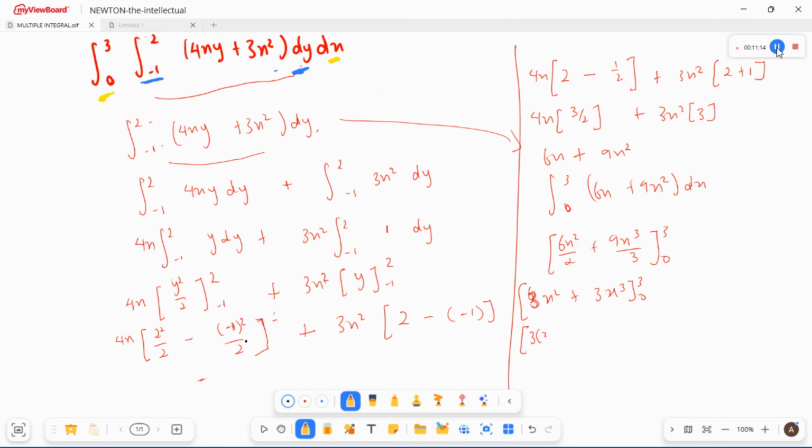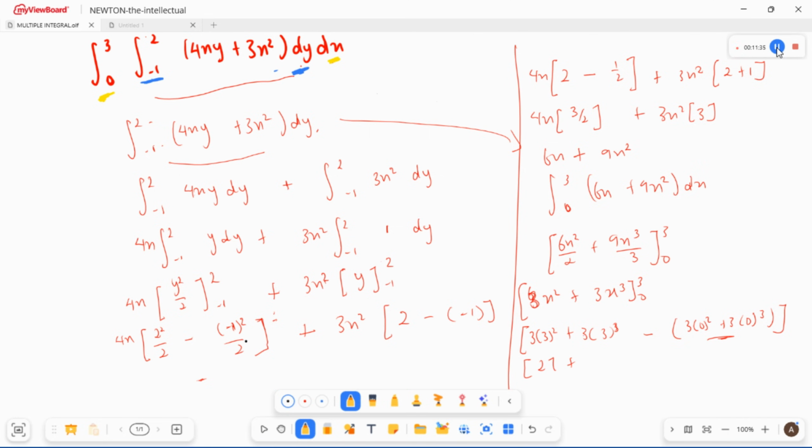So we have 3 here, 3 squared plus 3 cubed. Then minus, we have another bracket. So we have 0 squared plus 0 cubed. We close this. So automatically everything here becomes 0.